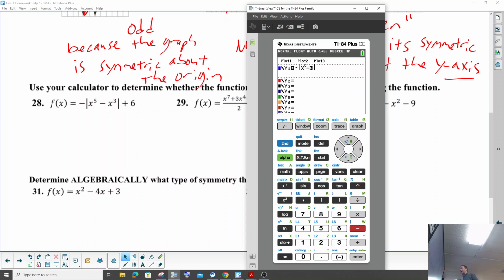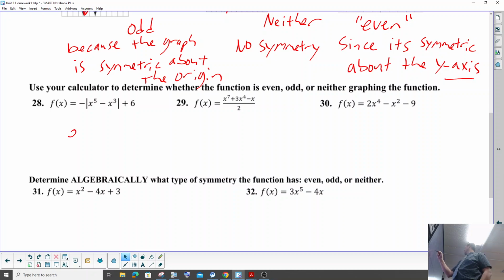Let's see here. So minus x to the third power. Okay, so plus 6. So does this have any symmetry? It does have symmetry. Look at that, around the y-axis. So we're going to say it's even. Symmetric about the y-axis.